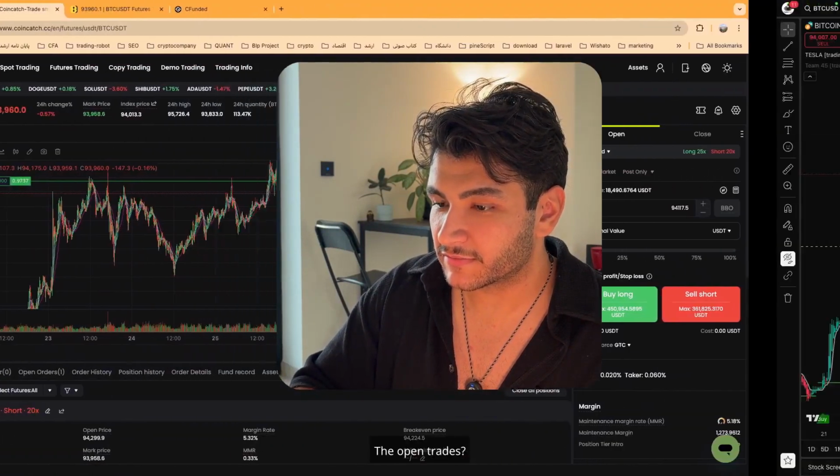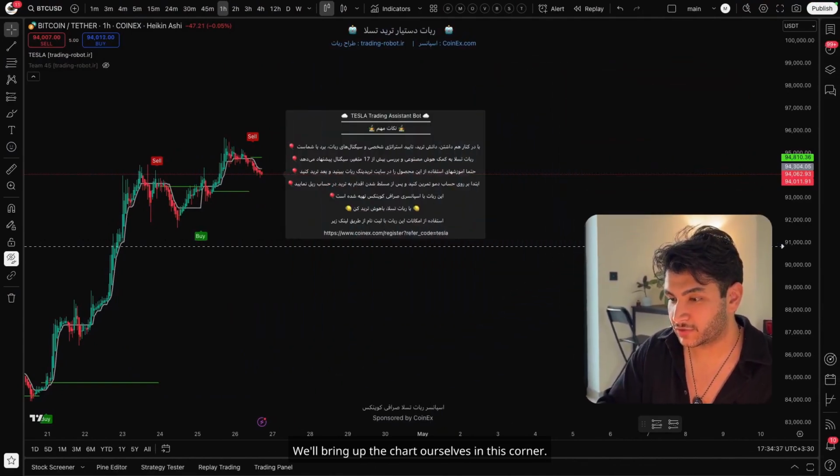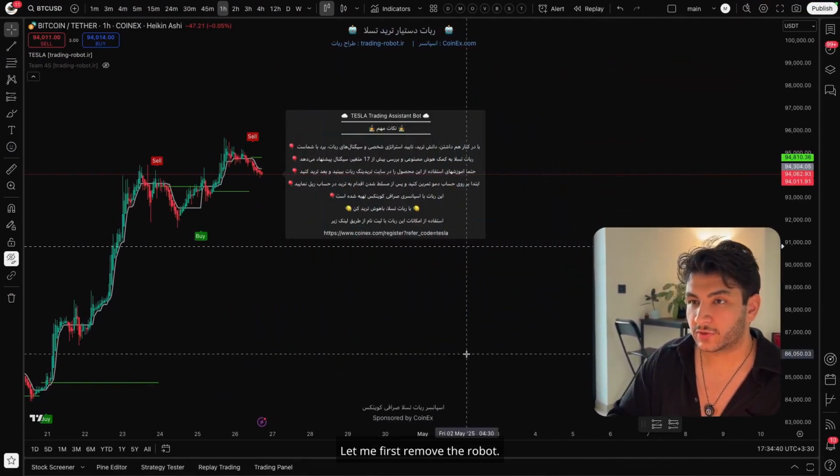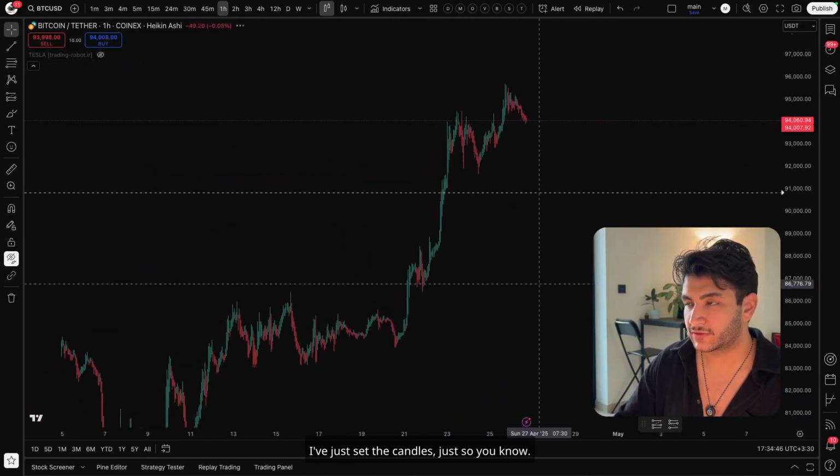Where should we start? The open trades? No, let's start from the chart. We'll bring up the chart ourselves in this corner. Let's go. Let me first remove the robot. This is the robot. Right now, no robot is active. I've just set the candles, just so you know.